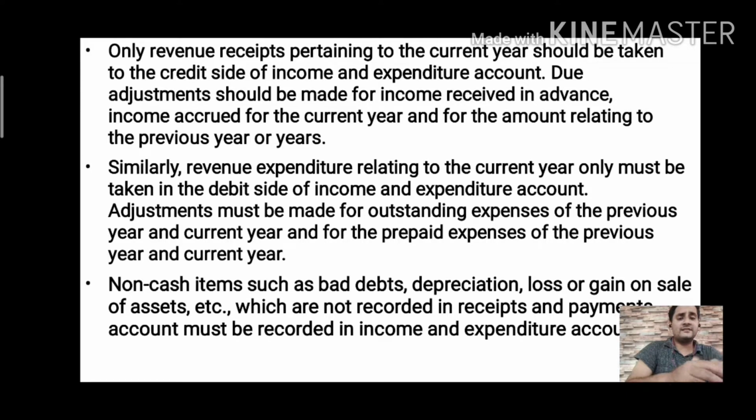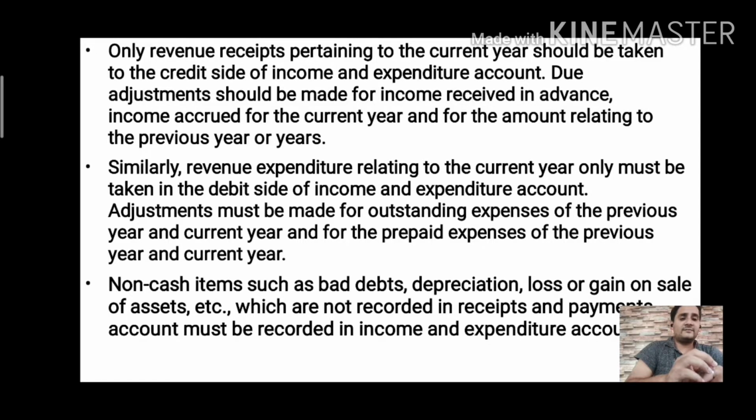And if some adjustments are there, then on that adjustment we have to consider the receipts and payments, income related to income and expenditure. Similarly, revenue expenditure relating to the current year only must be taken in the debit side of income and expenditure account. Next, third is what?